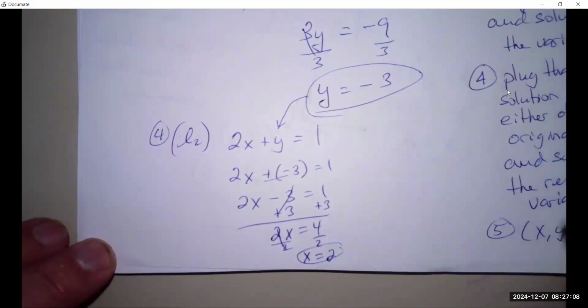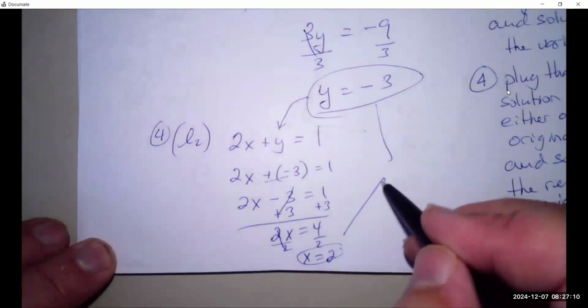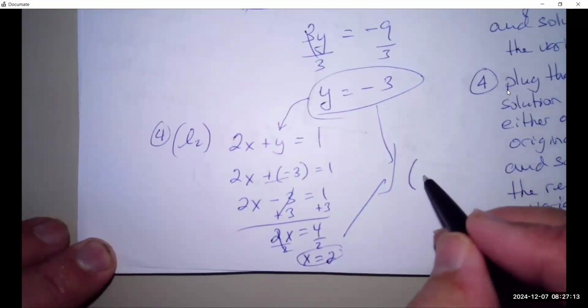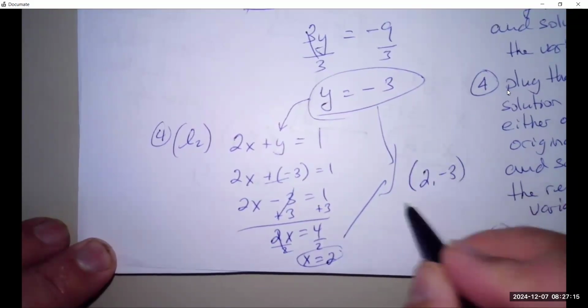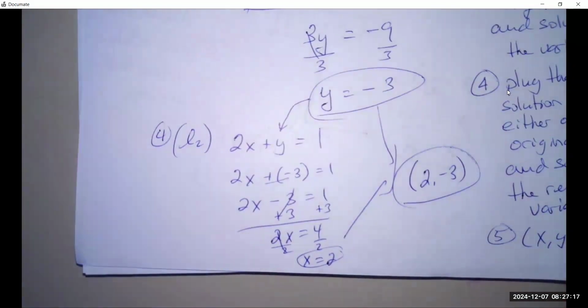And that's your solution, if it exists. So my solution is 2, negative 3. That's where the two lines intersect.